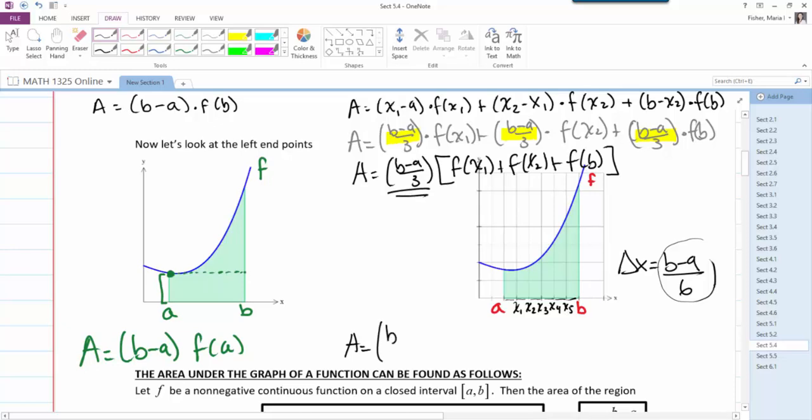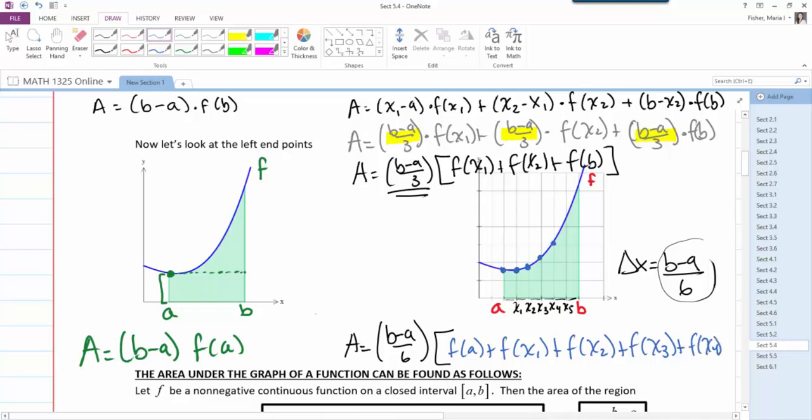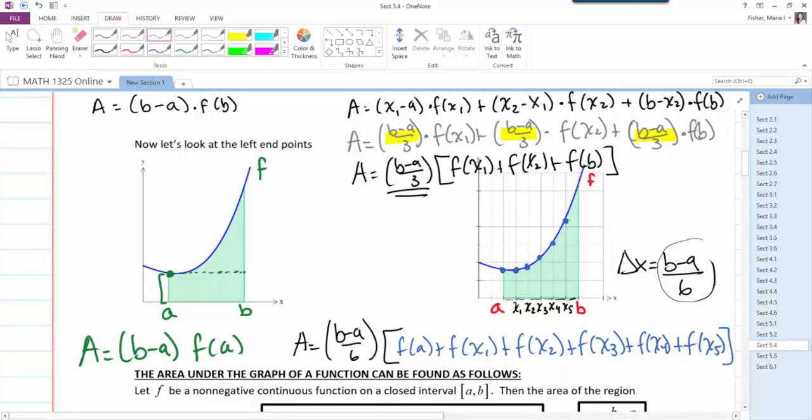If I'm using my left endpoints for this area, recall I can factor this out. It would be b minus a over 6 times the sum of those left endpoints, which would be f of a plus f of x sub 1 plus f of x sub 2 plus f of x sub 3 plus f of x sub 4 plus f of x sub 5. We would use our left endpoints for each one of these rectangles to find the estimate of the area under the curve.